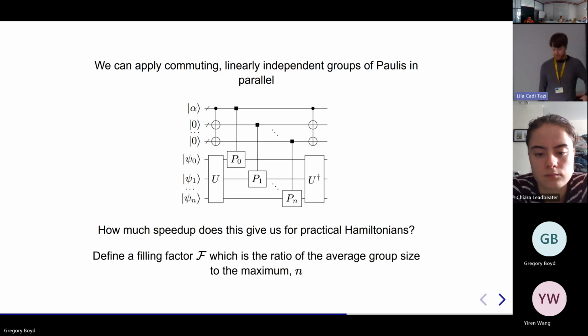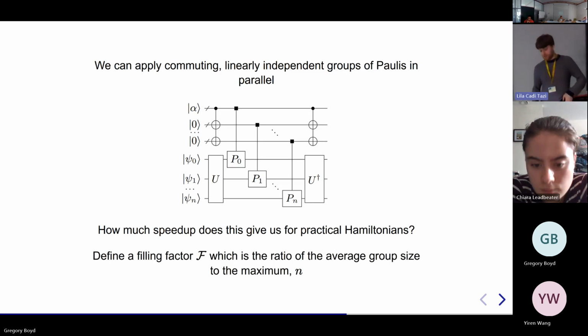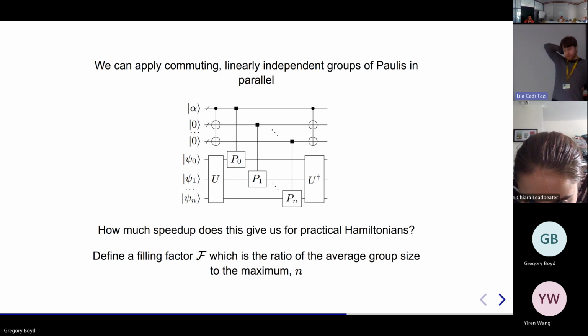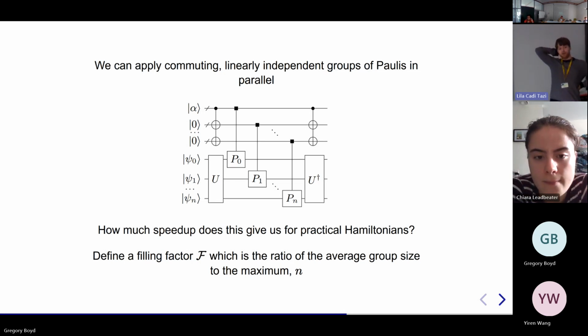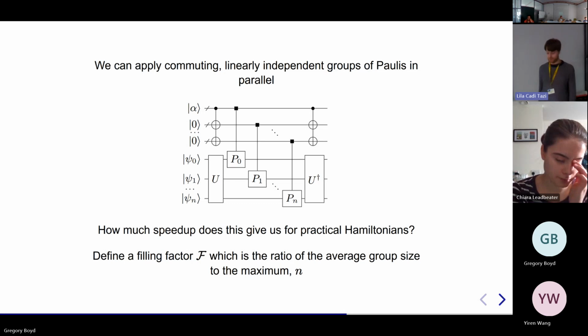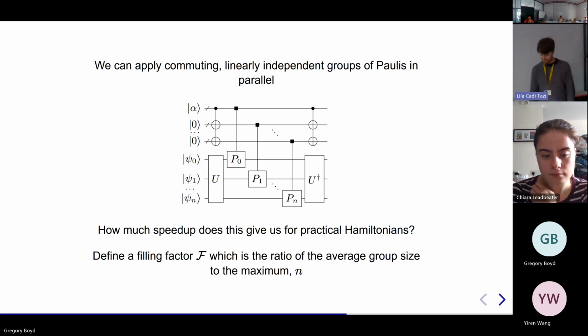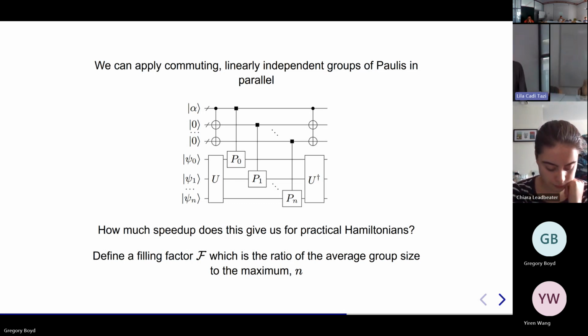And I'm going to define a filling factor f, which is the ratio of average group size to the maximum. So f is 1 when you fit n terms into every group, and it's less than 1 otherwise. It's a half if you only fit n over 2 on average into a group. And that in some way measures the complexity of your Hamiltonian. Yes, loosely, and also your algorithm that's trying to partition it. But I'm kind of assuming this is just a property of the Hamiltonian.